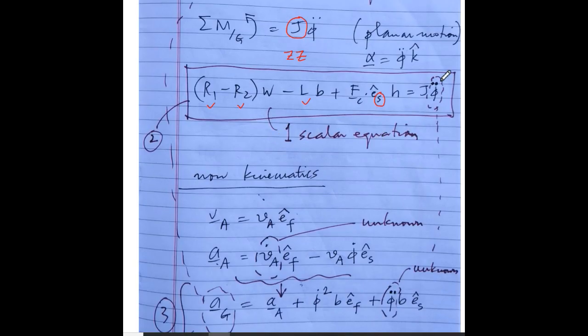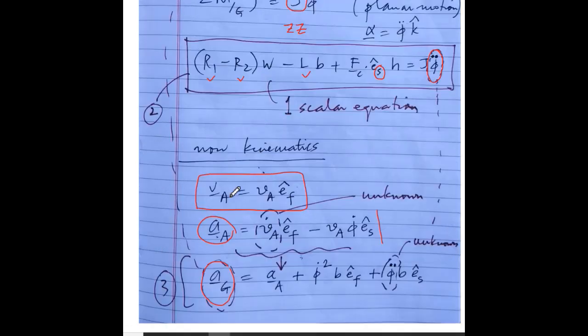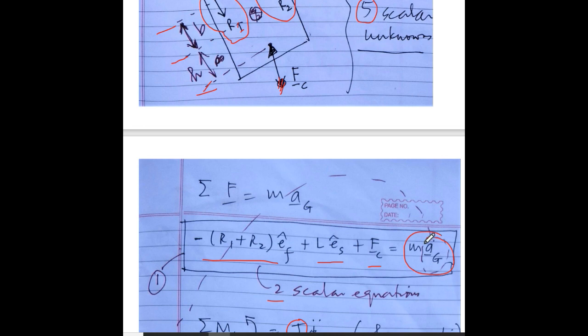This J phi double dot. This phi double dot is an unknown, right? It's part of the job of the equation of motion to predict phi double dot. We'll do kinematics. The velocity of A is this because the front wheels don't slip. Then the acceleration of A, we take a derivative and it is VA dot EF plus VA EF dot, but EF dot is minus phi dot ES. This is basic kinematics. And the acceleration of G, and this is the important part because the acceleration of G goes into this equation here.